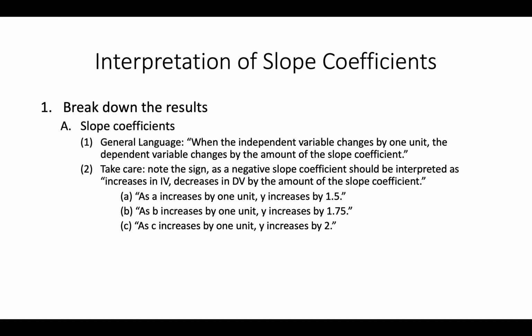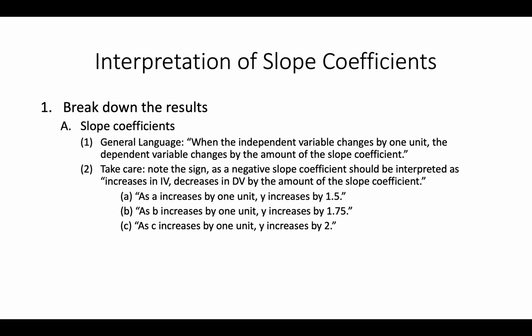We can break down the results even further by examining the slope coefficients, leaving the y-intercept aside for the moment. Remember, the general language is that when the independent variable changes by 1 unit, the dependent variable changes by the amount of the slope coefficient. Also, please remember that the signs of the slope coefficients are important to keep track of. If the slope coefficient is negative, then a 1-unit increase in the independent variable results in a decrease of the dependent variable by the slope coefficient value.